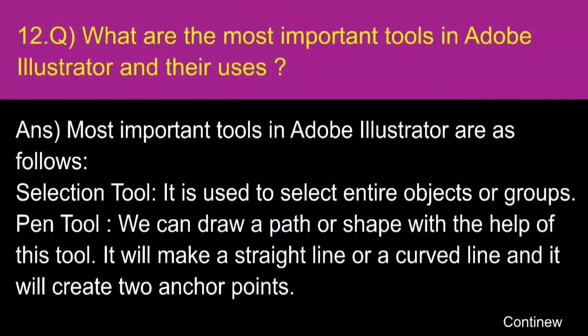What are the most important tools in Adobe Illustrator and their uses? Most important tools in Adobe Illustrator are as follows. Selection tool. It is used to select entire objects or groups. Pen tool. We can draw a path or shape with the help of this tool. It will make a straight line or a curved line, and it will create two anchor points.